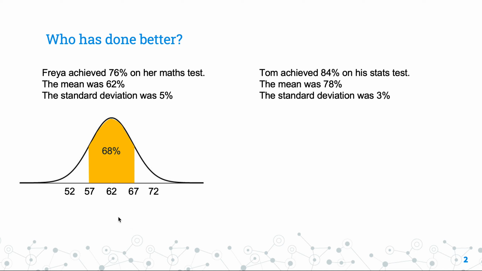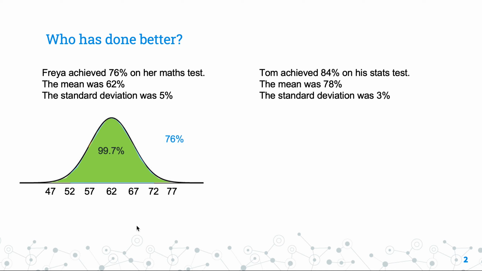2 standard deviations away, so 10% either side of 62 would take us to these numbers, and that would contain 95% of the class. 3 standard deviations, so 15 away from 62, would take us to 77 and 47, and that would contain almost all of the class, or 99.7%. If you remember, in the textbook it says 99.8, although literally everywhere else you look online and even with A-level maths it's 99.7, so I'm not sure whether that's just a typo.